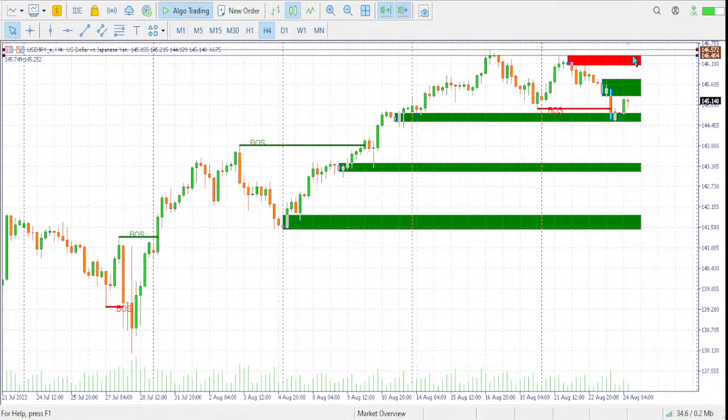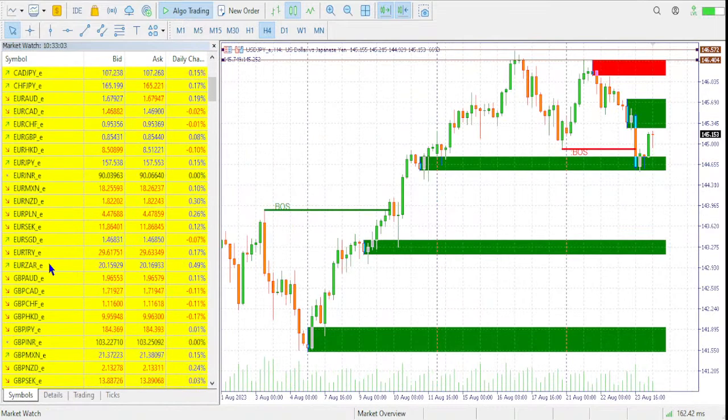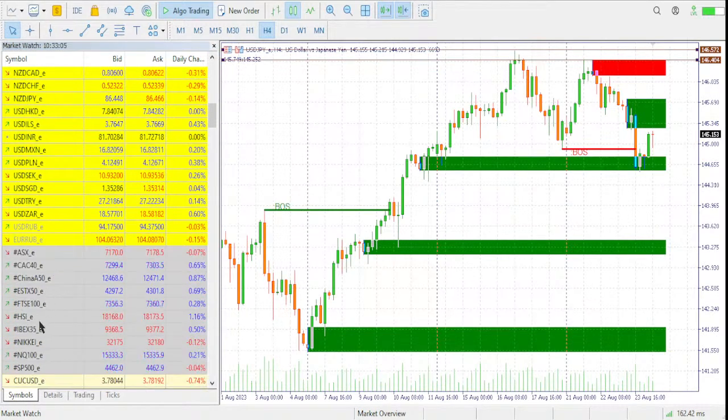So if the price ascends above 146.572, 146.404, then that will be a good sign that we are now continuing to the upper side. Or if the price moves to the lower side, then this will be a good place to look for a buy from, or this one, or this zone here. So that's my opinion.